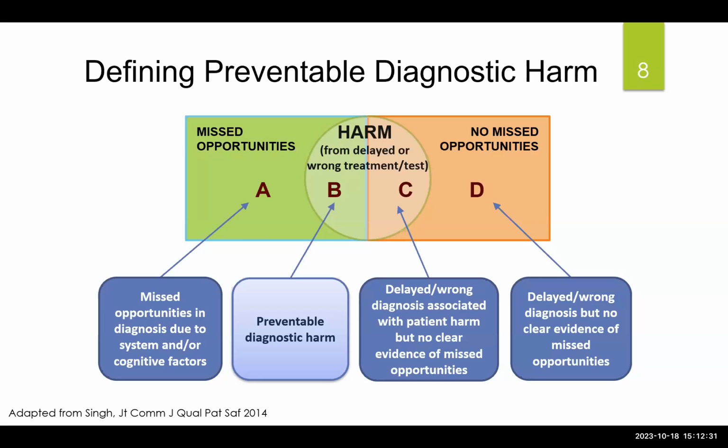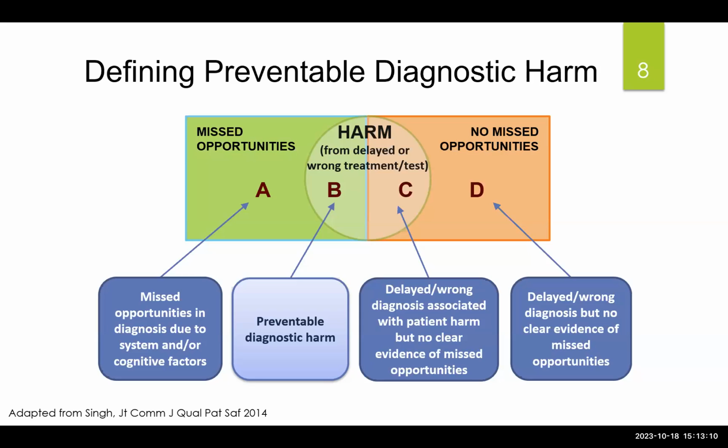We're essentially trying to prevent diagnostic harm, and how do we characterize that? We've defined diagnostic errors as missed opportunities in diagnosis, either due to some kind of system factor or cognitive factor, or usually due to both. And the missed opportunity happens when it leads to harm. The harm is either from a delayed treatment or a delayed test or a wrong treatment or a wrong test. We tend to focus our work mostly on, as you can see, areas A and B on this slide. Not all these missed opportunities or diagnostic errors lead to patient harm, but some do.